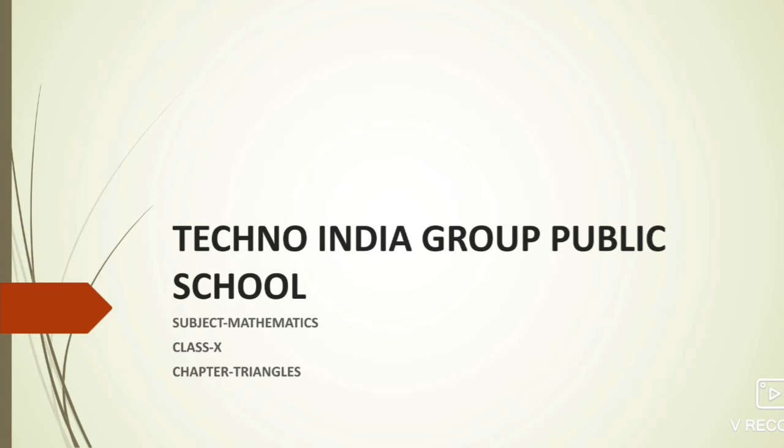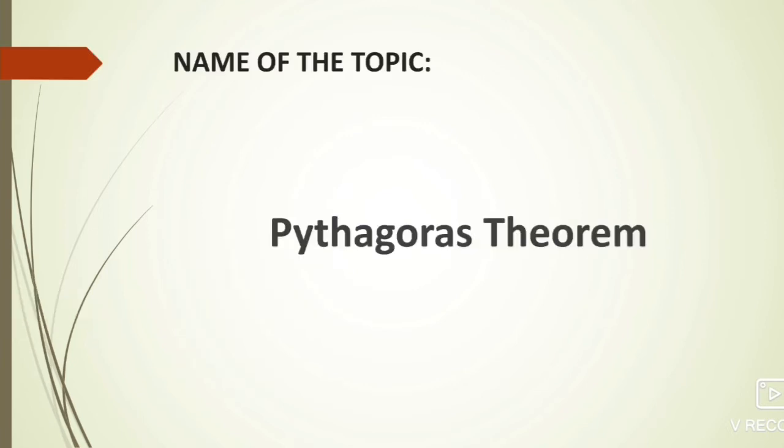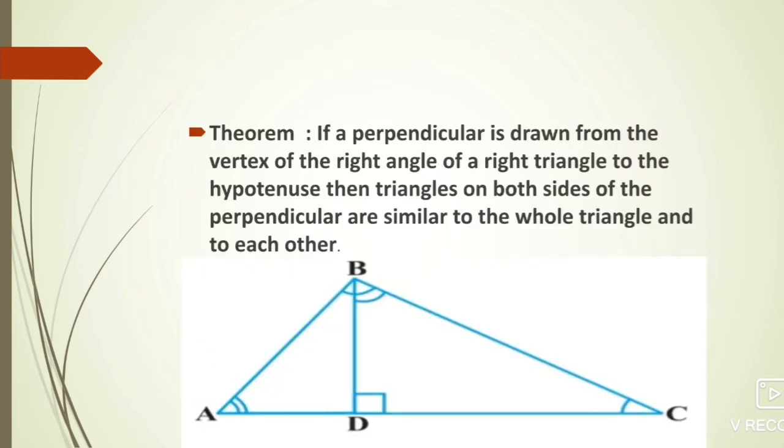Today we will continue our chapter Triangle. Our topic today is Pythagoras theorem and converse Pythagoras theorem. First of all, we will discuss the statements of the three theorems. Okay, so start with the first theorem. Here is the first theorem.